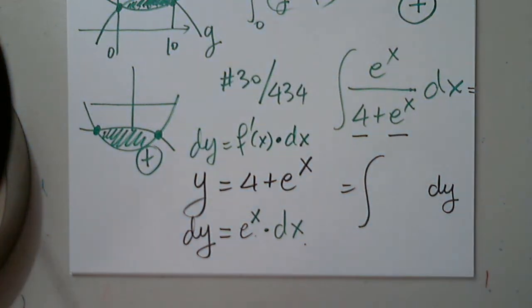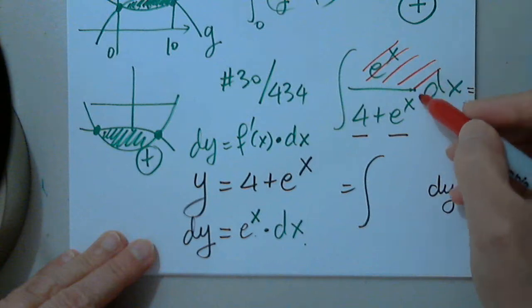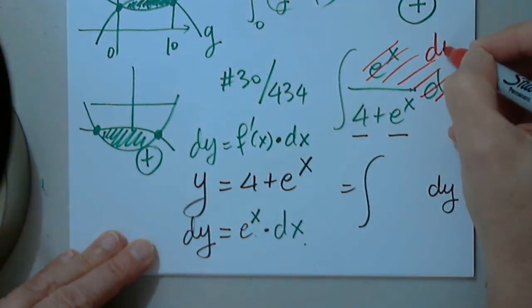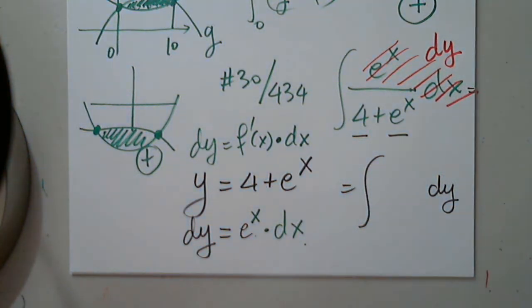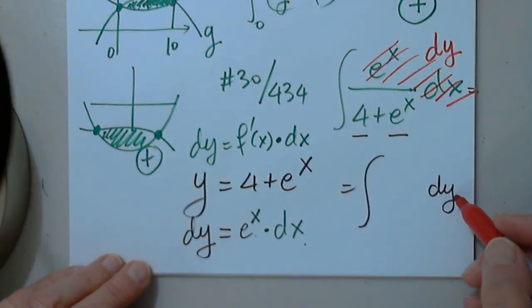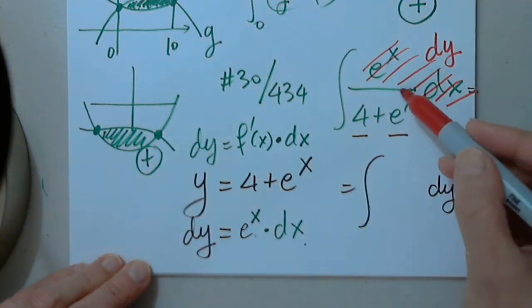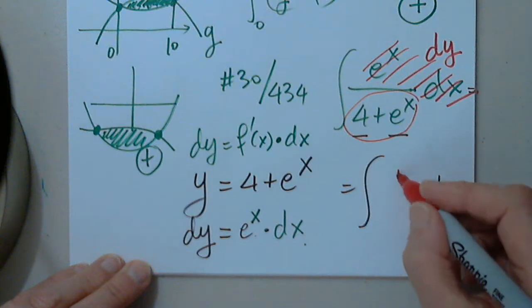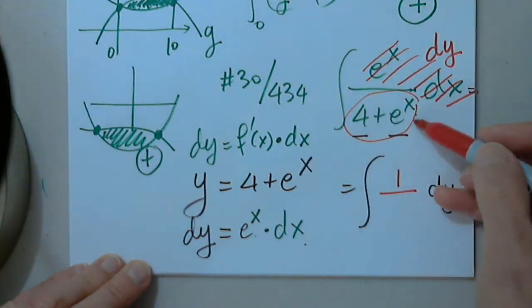Good. Do I have e to the x dx in the problem? Yes. So this will be dy. This is my dy. So what do I replace this by? So this is 1 at the top. What do I replace this by?